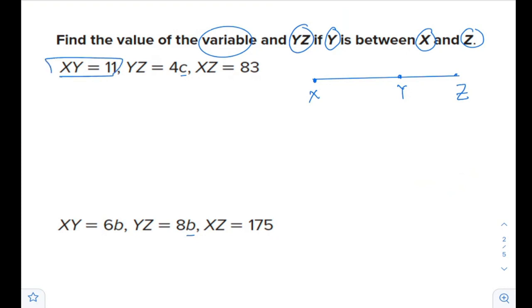Let's put dimensions. XY, so from X to Y is 11. YZ is 4C. XZ from X to Z is just 83.